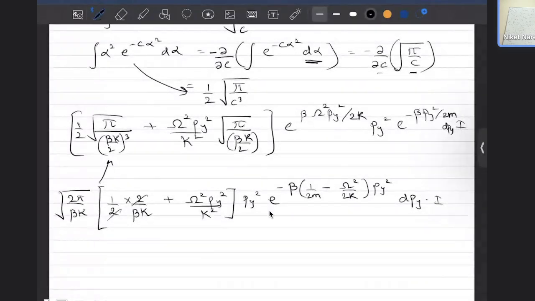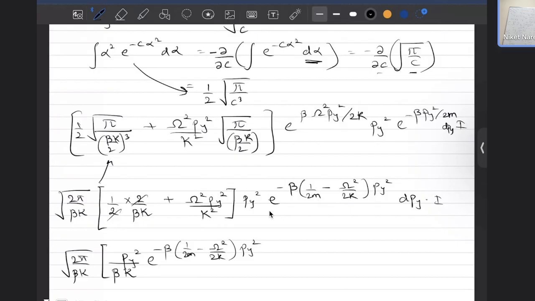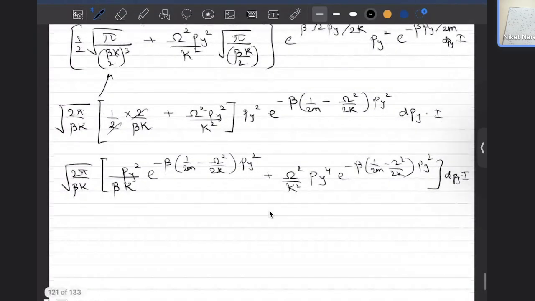All right. So now this one is going to be much simpler than the previous case because 2 pi on beta kappa is just py square here, e raised to power minus beta into 1 by 2m minus omega square by 2 kappa into py square, plus omega square by kappa square py to the power 4 times e to the power minus beta 1 by 2m minus omega square by 2 kappa py square, dpy into I. This is what you have.